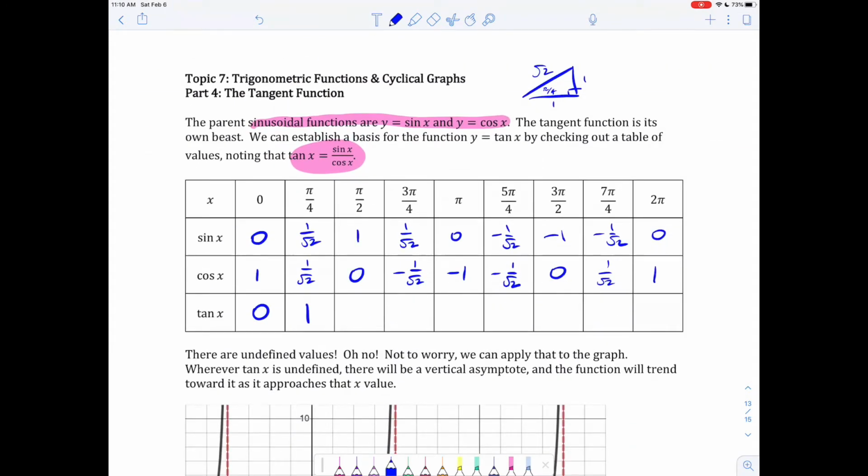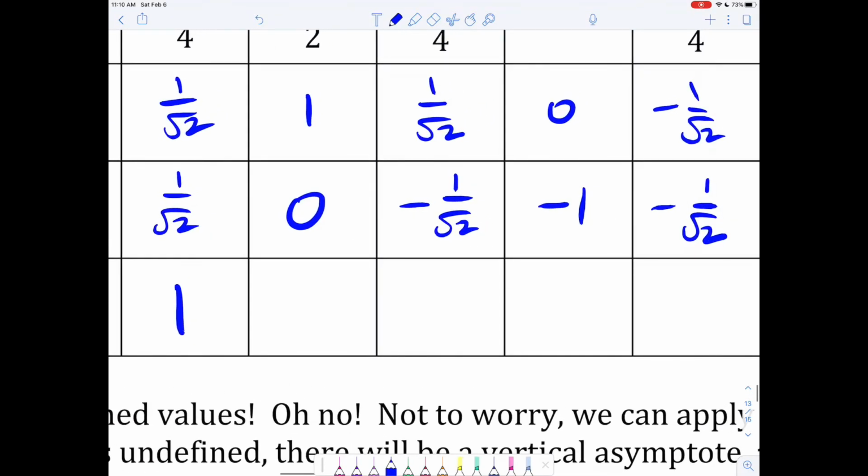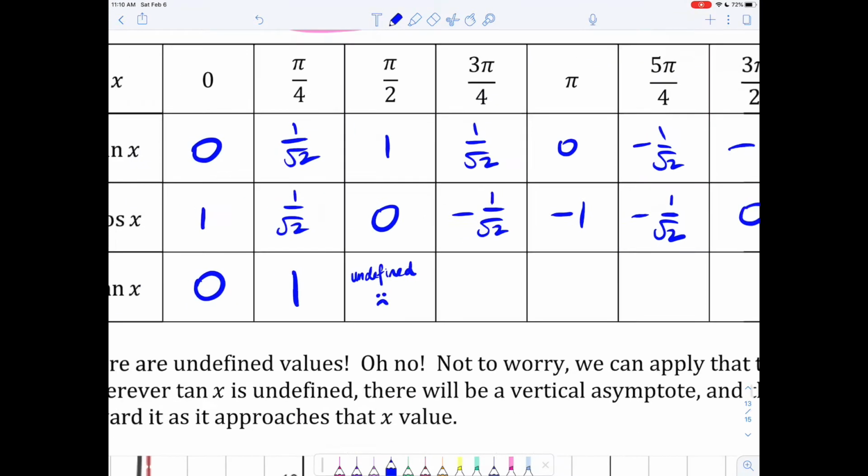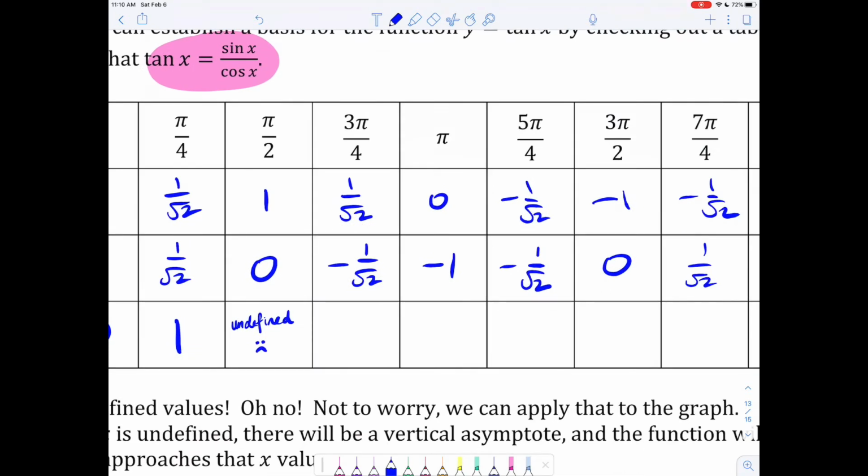And now we have tan of pi over 2. And for that, we're looking at 1 divided by 0. Whoa! That's not a real value. In fact, 1 over 0 is undefined. It's so sad. Well, then we go over here. We have 1 over root 2 divided by negative 1 over root 2. So something divided by the negative of itself. So negative 1.